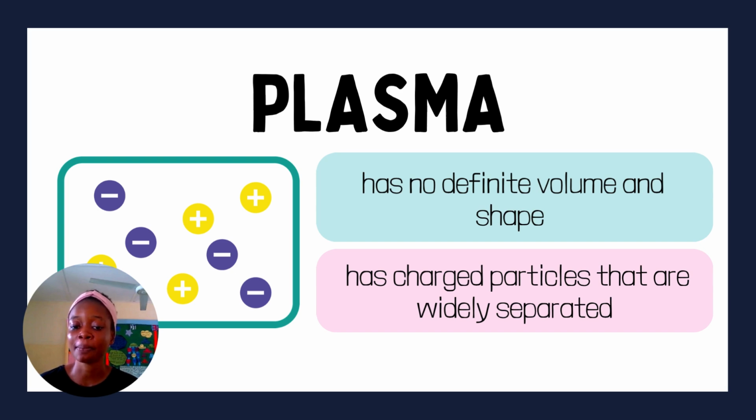In the case of plasma, the particles are not closely packed together, but they are charged. They carry both positive and negative charges. So plasma has no definite volume and shape. That's one of the distinctive characteristics of plasma.